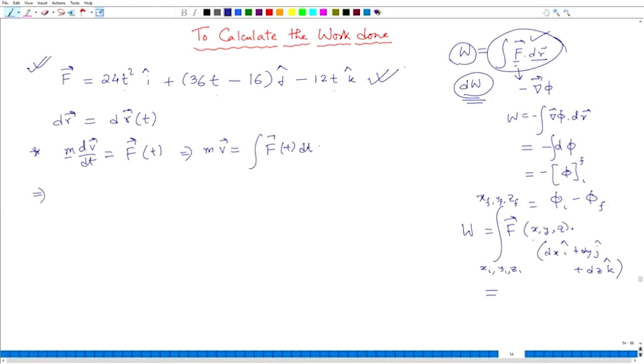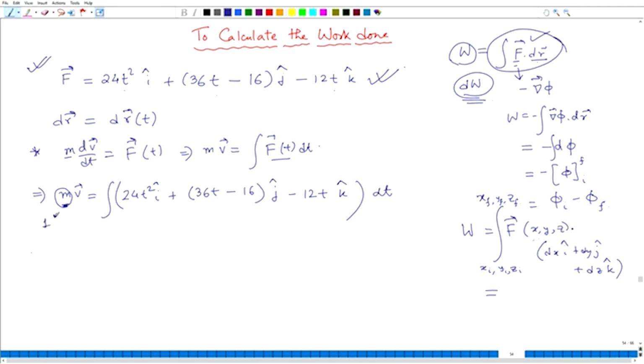So, if we have F, then our mv will be equal to this integration of (24 t square i cap plus (36 t minus 16) j cap minus 12 t k cap) dt. Okay. Now, you see at this point we have to make two comments. One is we have to now give some value to the m, so that we can use this as a constant of the motion. So, m, for the sake of simplicity, I assume to be 1.